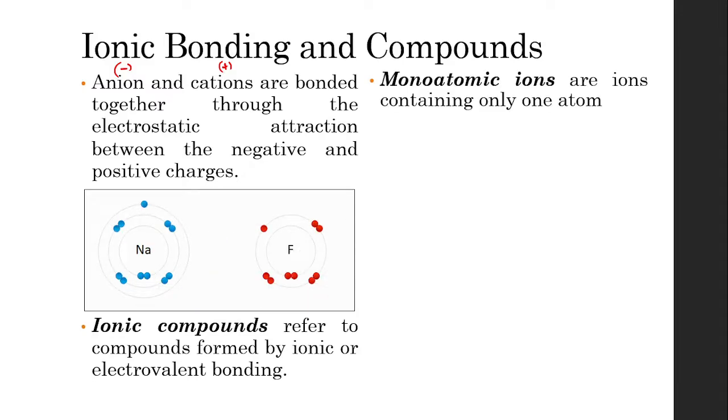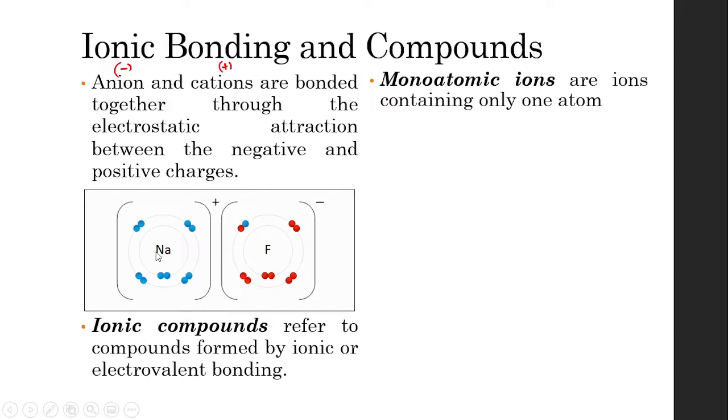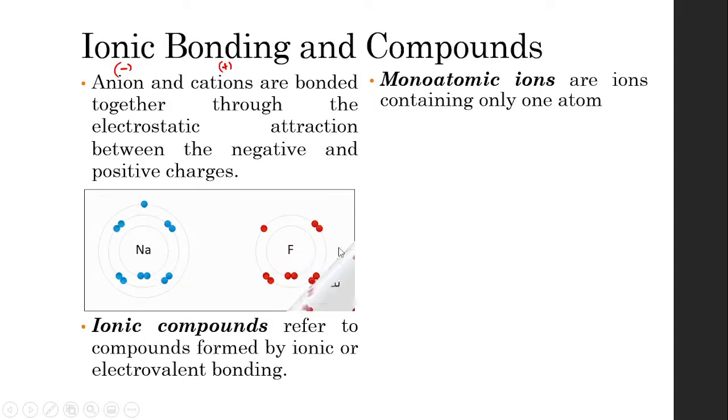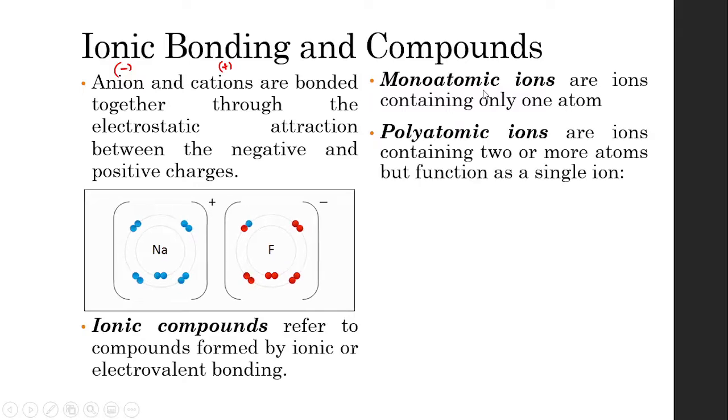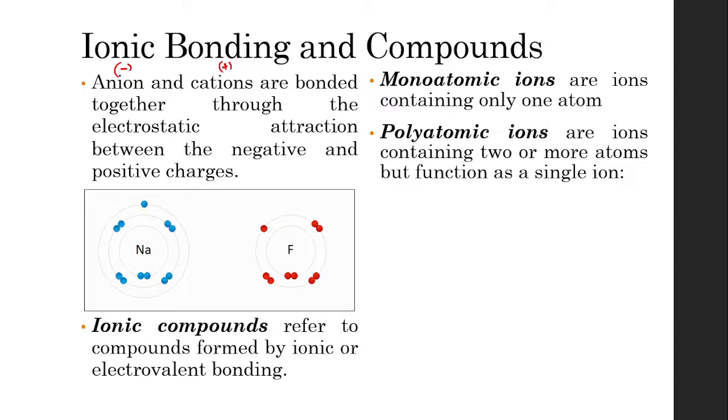First, we have what we call the monoatomic ions. Monoatomic ions are basically ions that contain only one atom. So for example, our positively charged sodium, or our negatively charged fluorine are monoatomic ions as long as they're not yet combined. And they can either be positive or negative. Then we also have what we call the polyatomic ions, which are ions containing one or more atoms, but they can function as a single ion.